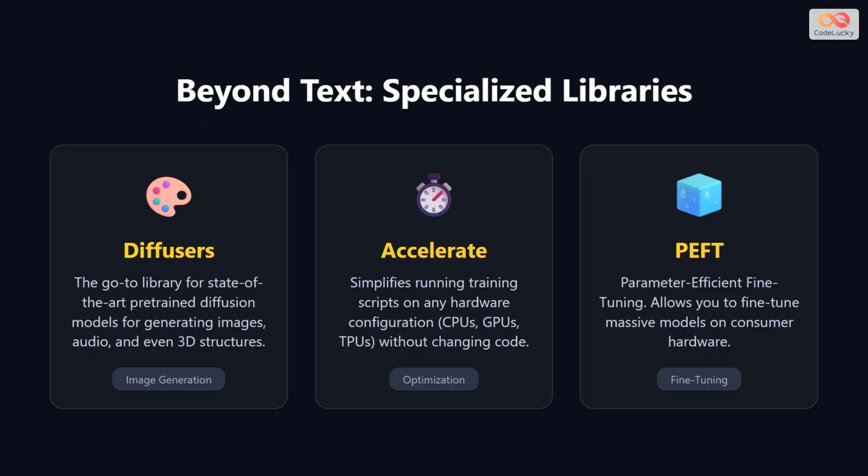The ecosystem goes beyond just text. The Diffusers library is the go-to tool for generating images and audio using diffusion models. There are also libraries like Accelerate, which helps optimize training across different hardware, and PEFT, which allows for fine-tuning massive models on standard consumer hardware.